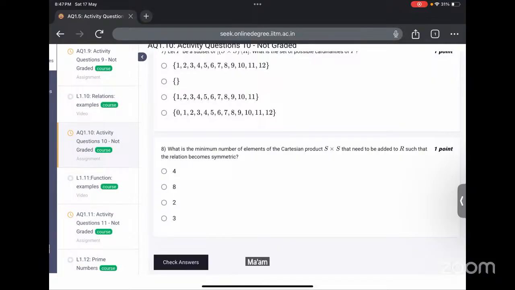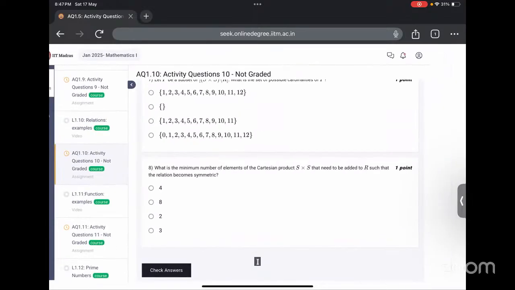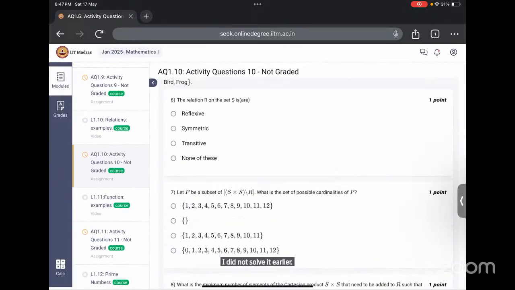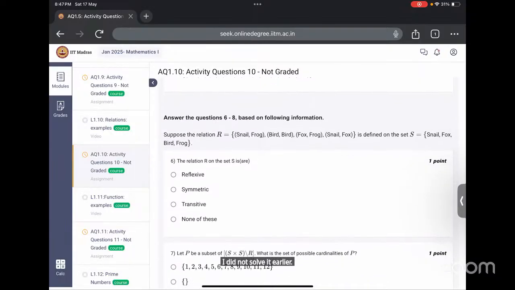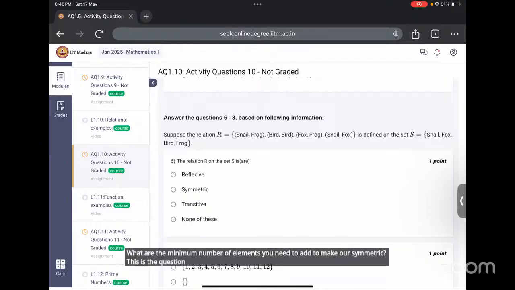Ma'am, I didn't see the whole question. I think it is related to question number 7. I did not solve it earlier. Our R is this and S is this. Okay. What is the minimum number of elements you need to add to make R symmetric? This is the question, right? And we have the R and S here.